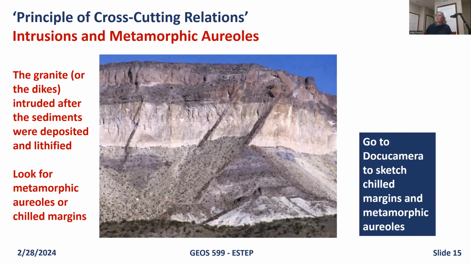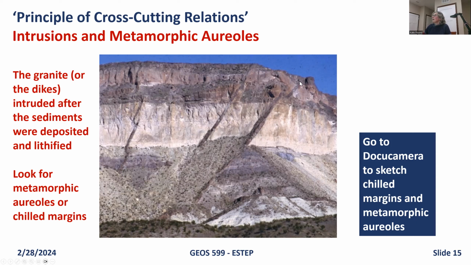Next up is intrusions and metamorphic aureoles. First of all, let's just look at this image here. This is from an area in Greece, if I've got this right. What I want you to notice is these dark lines that are going up towards the top. This one sort of snakes around a bit, goes kind of squiggly. These are actually basalt dikes, and they are cutting through these layers, and they're actually feeding some of the basalt flows that we see up near the top.